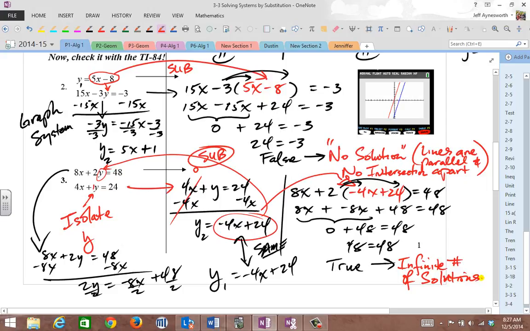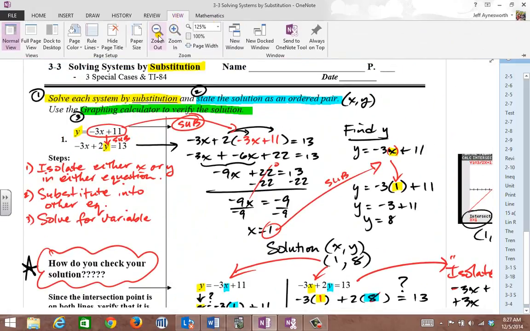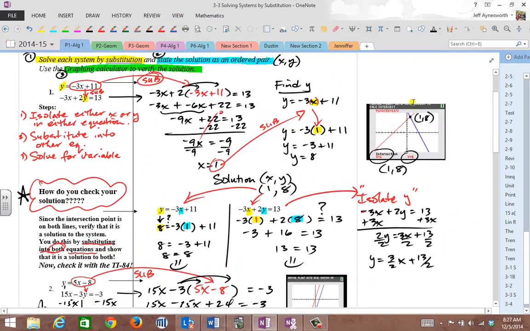So you've seen 3 cases so far. In case 1, we saw that we have a solution right here, 1, 8. We verified it manually on paper. We substituted in both equations, verified it, and then we verified it on the calculator.